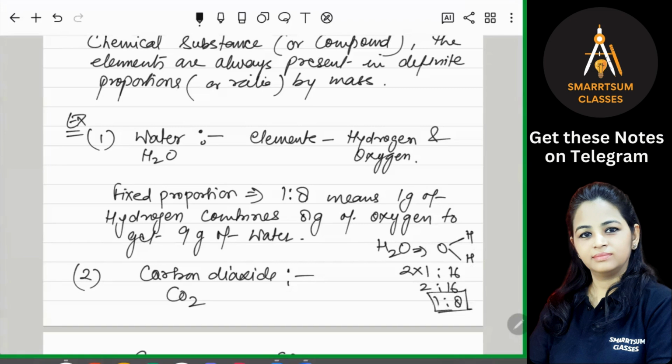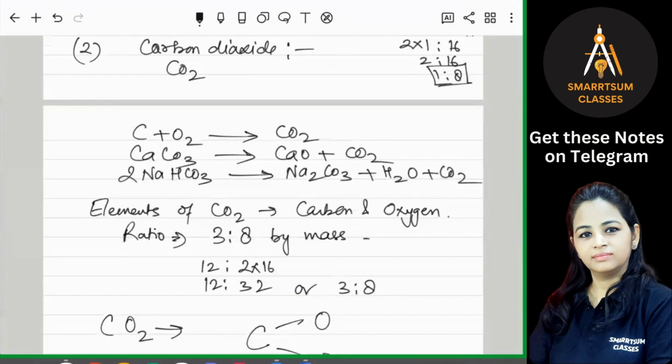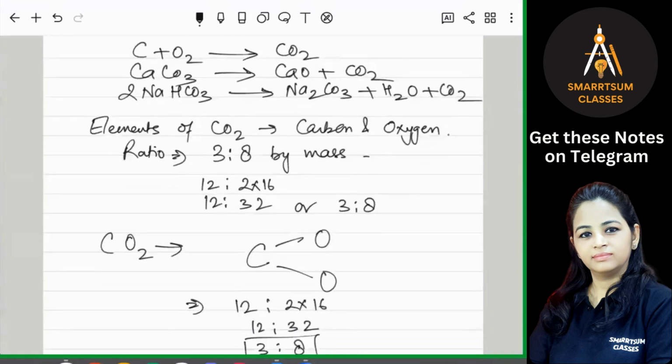So that's how we get the fixed proportion of hydrogen and oxygen in which they react, or recombine, to form water. And every time it will be the same. Is that clear? So if you have 9 gram of water and you separate hydrogen and oxygen from it, you will get 1 gram of hydrogen and 8 gram of oxygen. In the same way, you can find it out for others. So I hope now you're getting this.